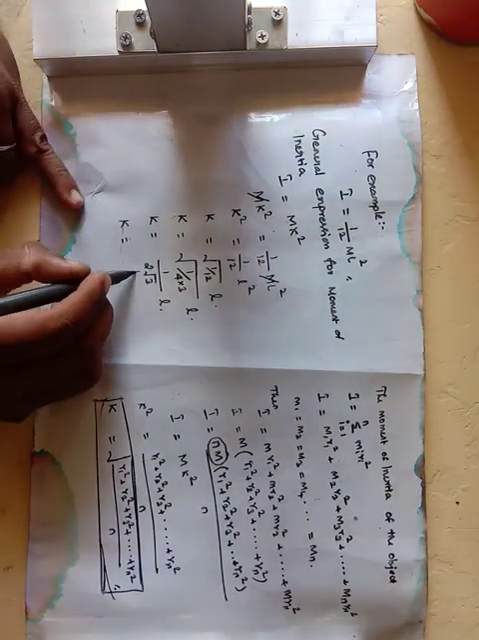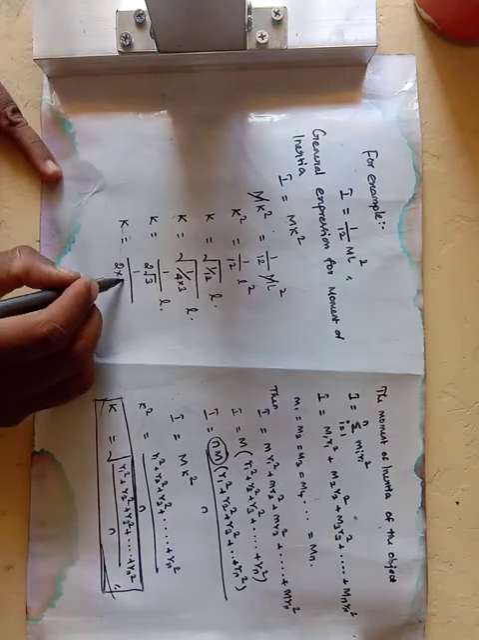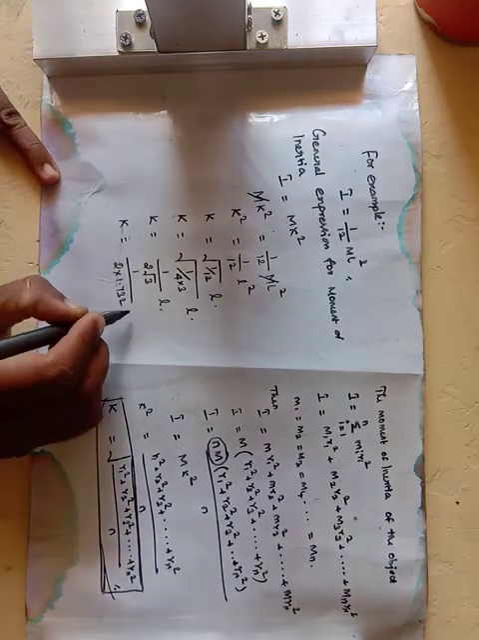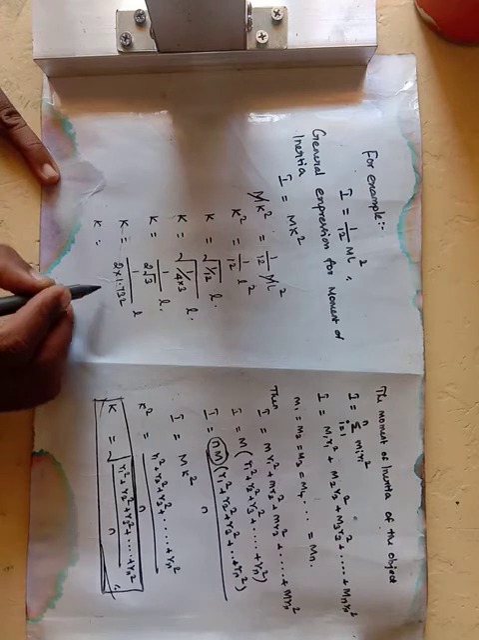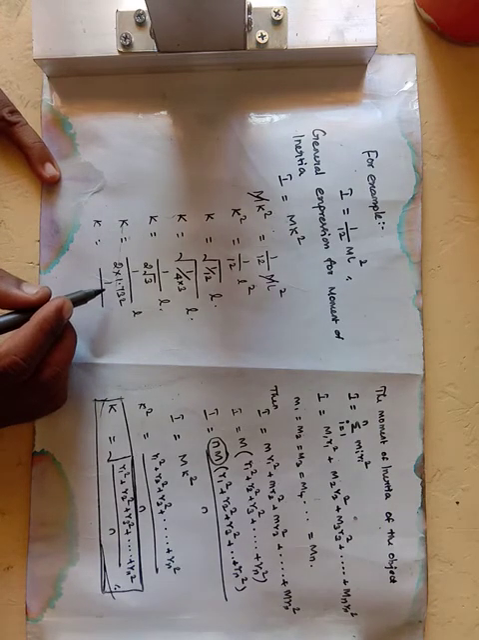So k is equal to, you know the value of root 3, that is 1.732. So k is equal to 1 divided by 2 into 1.732 into L.